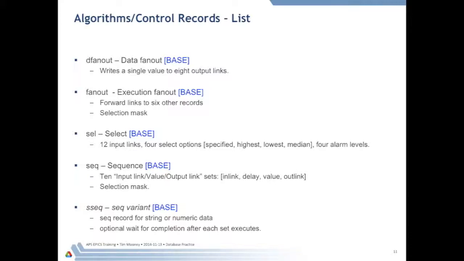The select record is for, you can link to many PVs, and then there's an algorithm which you tell the record which of those PVs you want the value from.